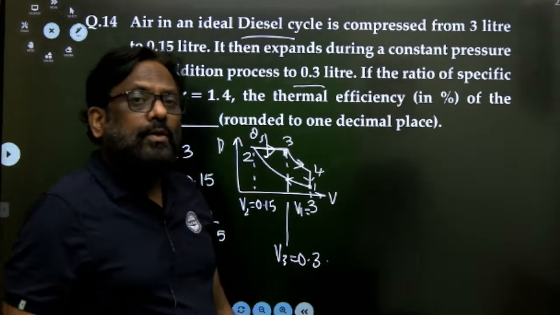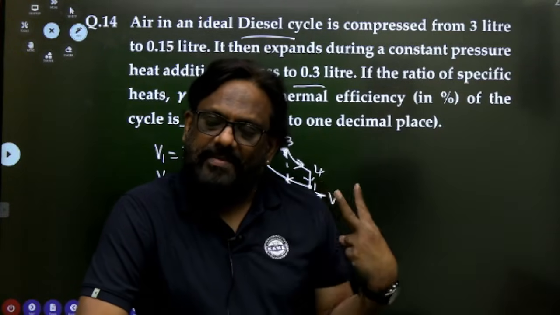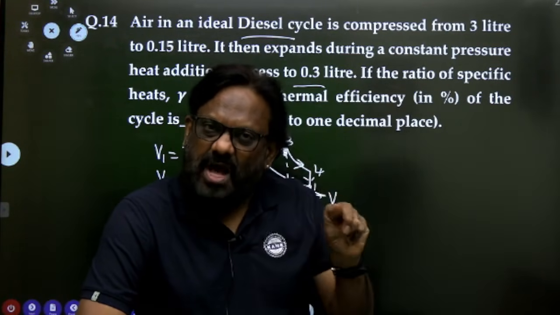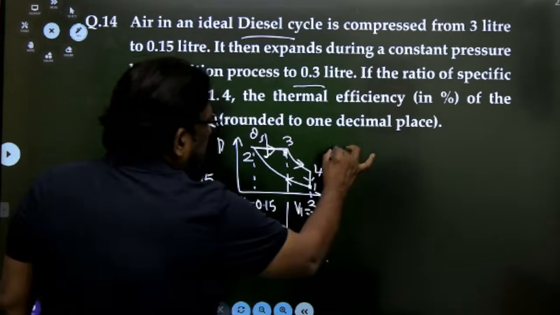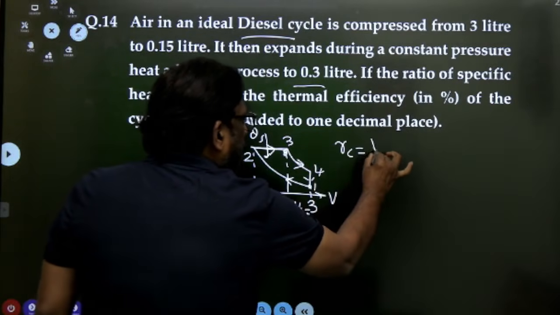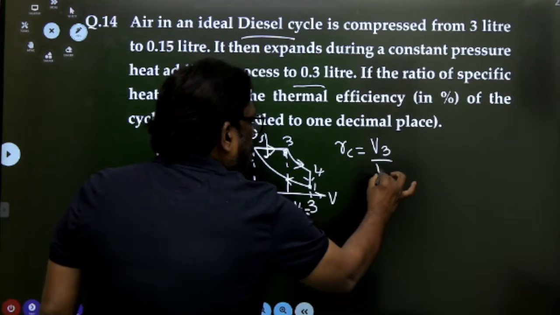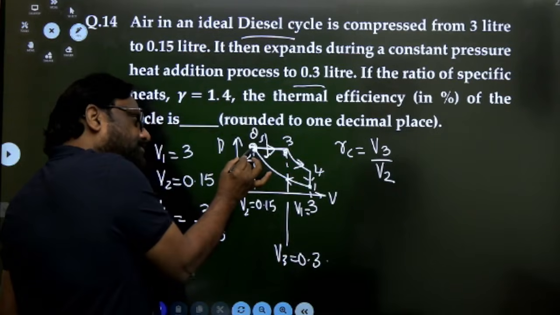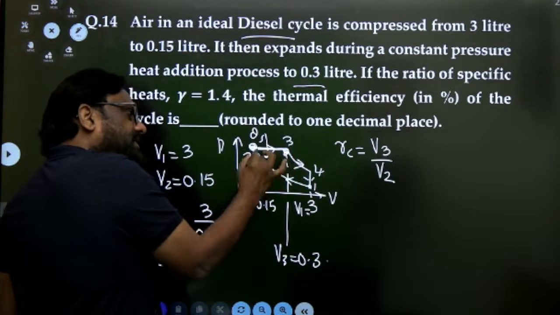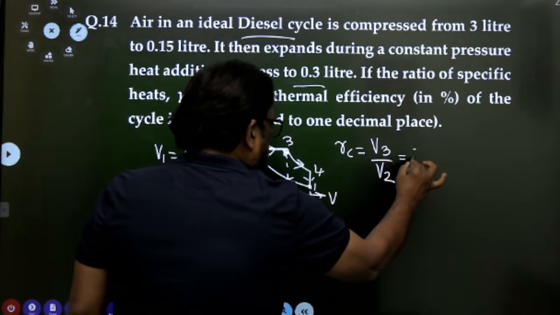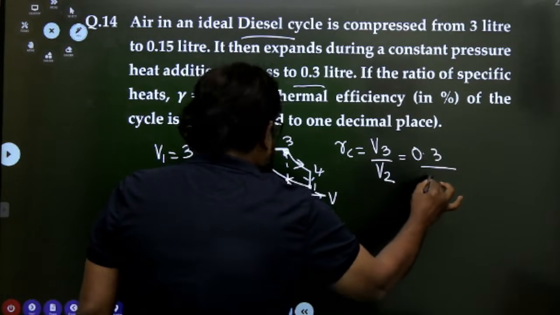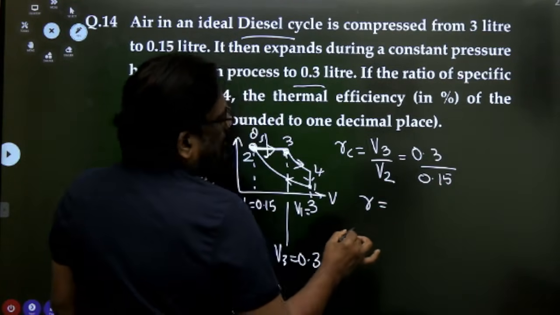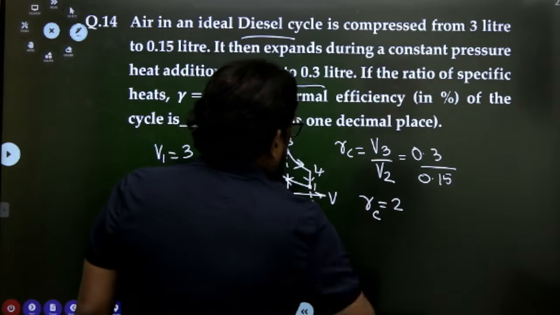Wait. In order to calculate the efficiency of a diesel cycle, two parameters are to be found. What are those? One is compression ratio and one is cutoff ratio. What is cutoff ratio? The cutoff ratio is given by volume after heat addition to the volume before heat addition. Heat supply is starting before heat addition, it is V2. After heat addition, it is V3. So V3 by V2. V3 is 0.3 and V2 is 0.15. So what is the value of R, sir? कितना होगा रे? 2. This is cutoff ratio.